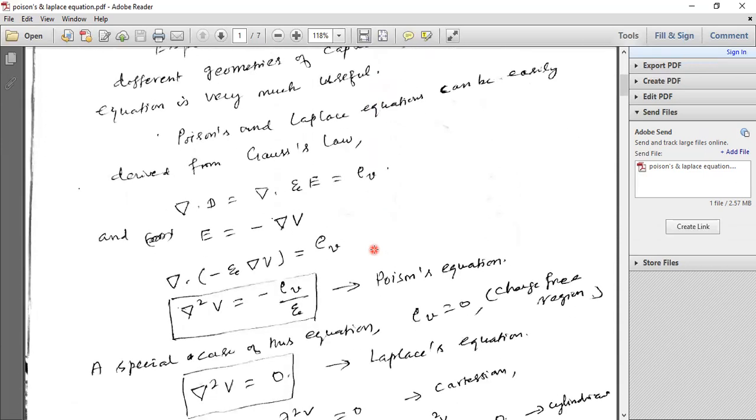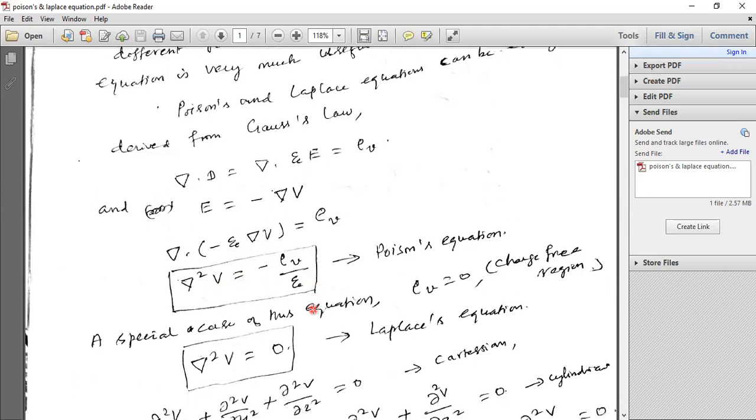We know that del dot D equals rho V, D equals epsilon E, and E equals minus del V. Substituting E, del dot of minus epsilon del V equals rho V. So del square V equals minus rho V by epsilon. That is the Poisson's equation. What is rho V? Rho V is the volume charge distribution, and epsilon is the permittivity of the medium.